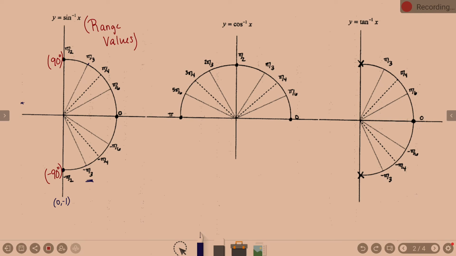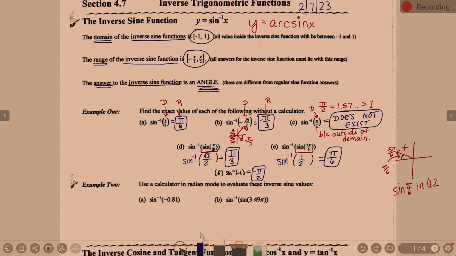I cannot here because what is our range for sine inverse? Negative pi over 2 to positive pi over 2. Does that make sense? These are the values you're allowed to give. You can't give the positive versions of these down here. So just beware. Questions there?